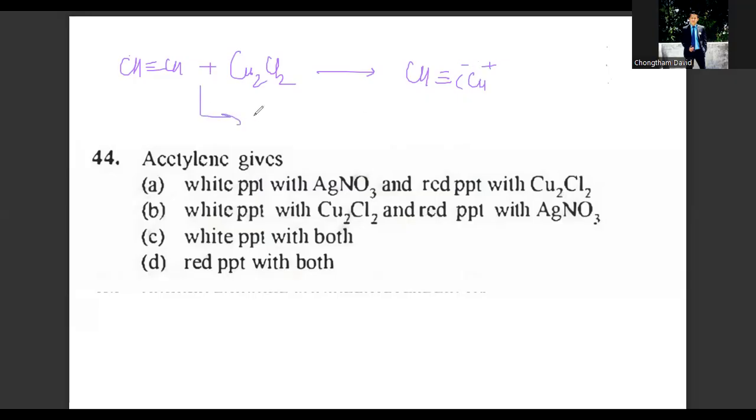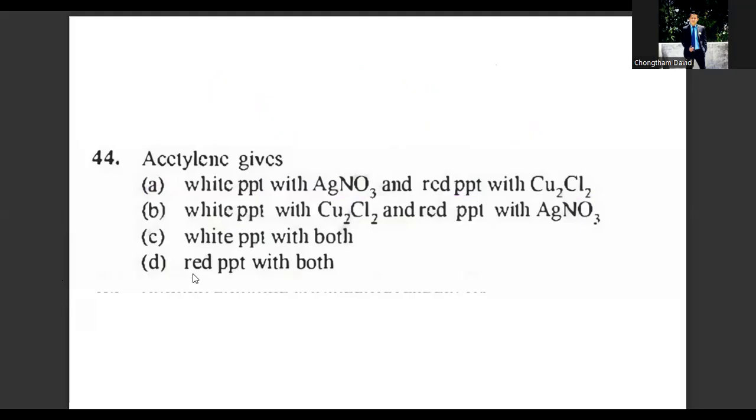And further, if you react this with silver nitrate, the product will be silver acetylide. Both are salts, and the above reaction forms the basis of the test to distinguish between terminal and non-terminal alkynes. So A is the answer. It gives white precipitate with silver nitrate, red with copper chloride. You can say cuprous chloride.